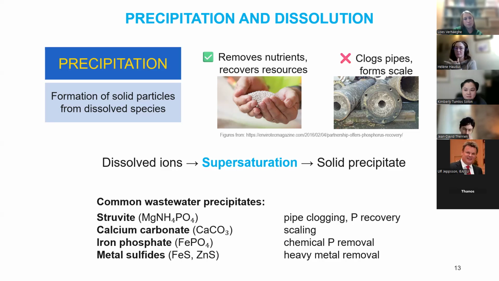And then iron phosphate. This is the precipitate that is formed when you are doing chemical phosphorus removal, when you are using iron chloride salts in the wastewater. You can also have aluminum phosphate when you're using aluminum salts for chemical phosphorus removal. Then you can also form metal sulfide precipitates if you want to remove heavy metals using sulfides.